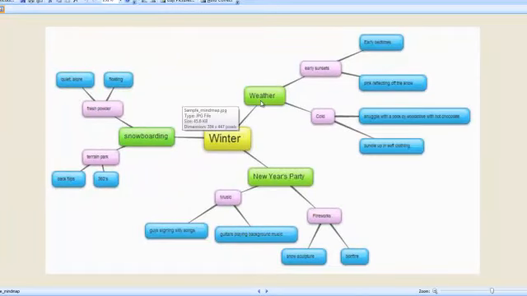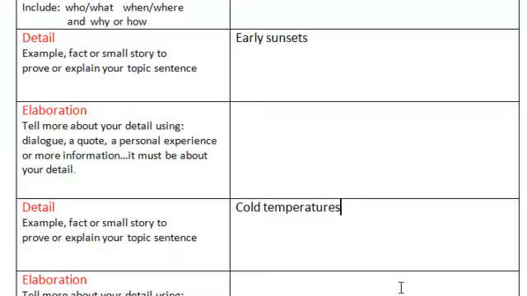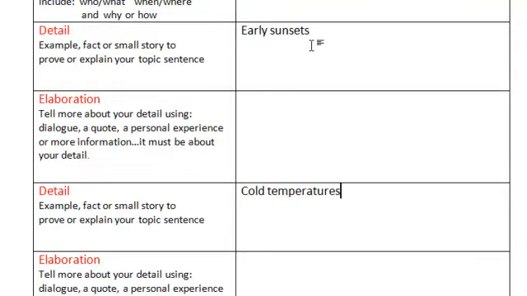For weather, I already said that one of the things I like about winter weather is the cold, and another thing I like is that in the winter we have early sunsets. So right there I have my two details that I will be providing in this paragraph. So I've written under detail 1, early sunsets, and under detail 2, cold temperatures. That's the word I'm going to use, but I need to turn it into an example, a fact, or a small story that will prove that that's a good reason to like the weather.